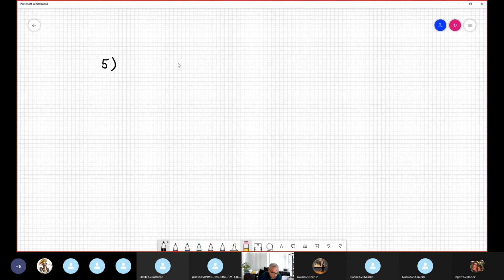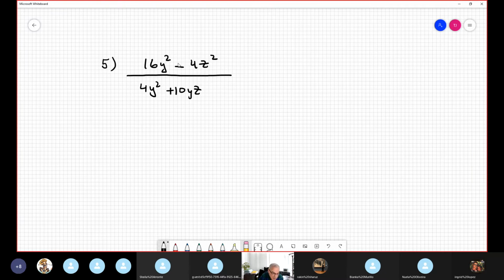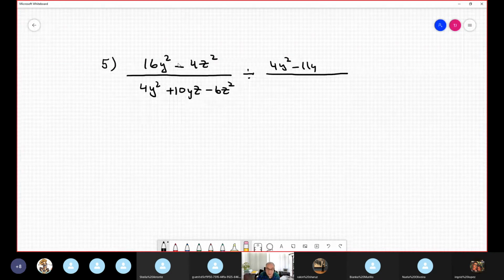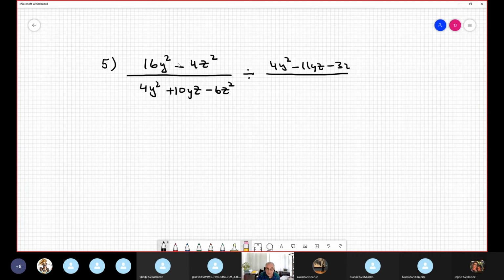Okay, this is very, very long. 16y squared minus 4z squared divided by 4y squared plus 10yz minus 6c squared. I don't see very well. Yes, this symbol is division, right? Yes, it is division. Okay, nice. Then 4y squared minus 11yz minus 3c squared. In the bottom, we have y squared minus 9c squared. Something like that.